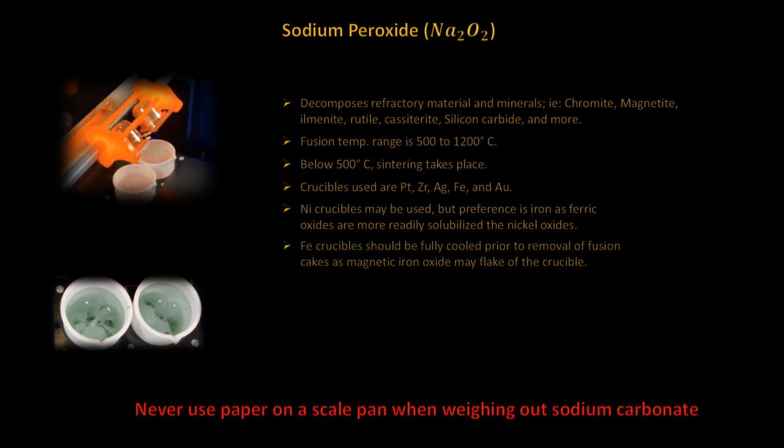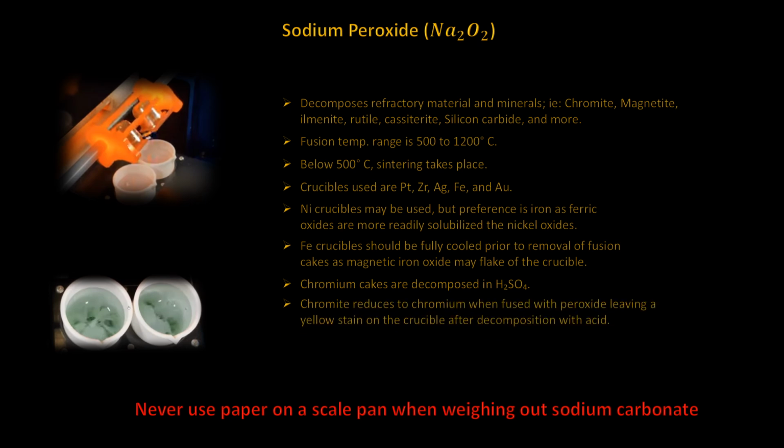Iron crucibles must be cooled prior to the removal of the fusion cakes. Hot magnetic iron oxide may flake off the crucible. After fusion, chromium cakes are usually removed by soaking in distilled water, then decomposed by the use of sulfuric acid. Now this may leave a yellow stain on the crucible. This can be avoided by adding a few mils of hydrogen peroxide along with sulfuric acid.